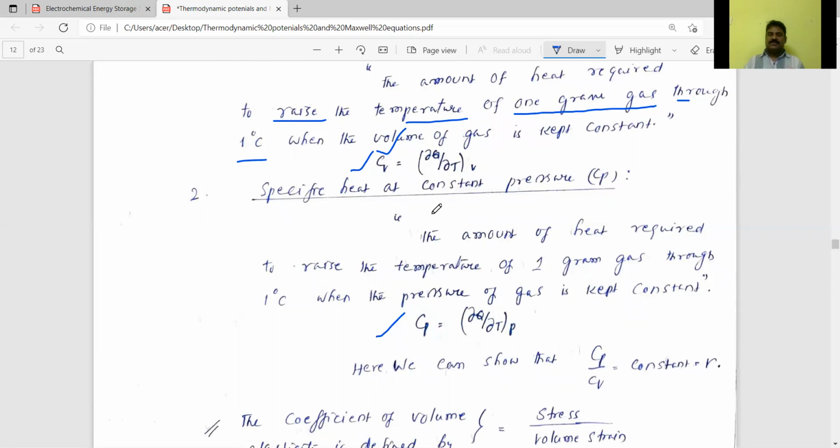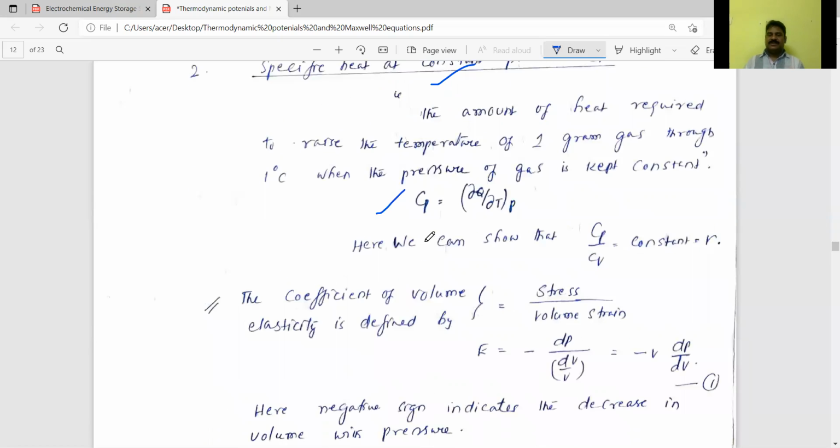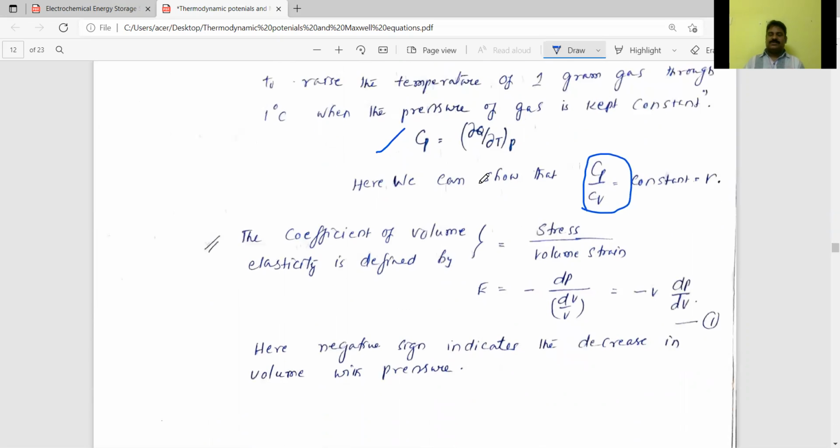Similarly, specific heat at a constant pressure Cp. So, as per the definition, Cp will be written as dou Q by dou T at P. Now, we have to prove that Cp by Cv equal to constant, that is gamma. So, we learned how to prove Cp by Cv equal to gamma.